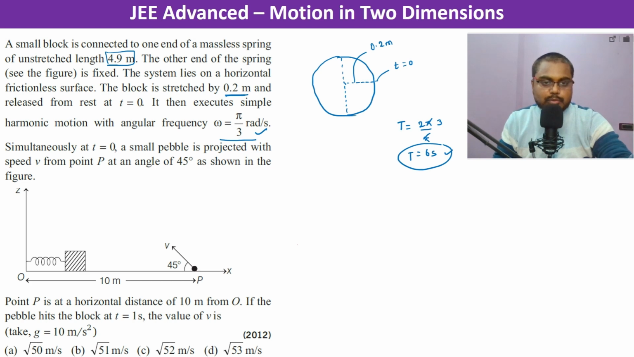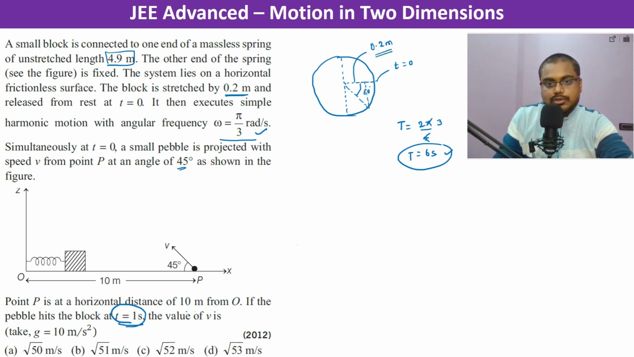Simultaneously, a small pebble is projected at an angle of 45 degrees. Point P is at a horizontal distance of 10 meters from O. If the pebble hits the block at t equals 1 second, how far will the block have gone in 1 second? In 6 seconds it goes 360 degrees, so in 1 second it goes 60 degrees. So this is going to be 0.2 cos 60 degrees, which is 0.1 meters.